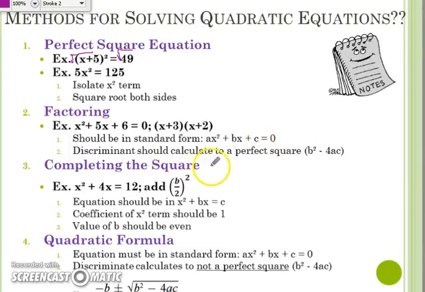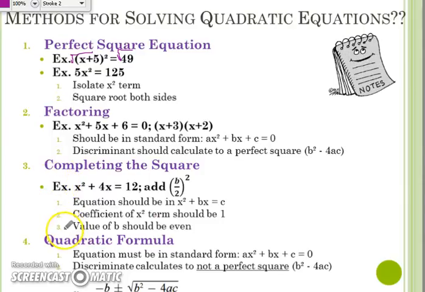Another method we've talked about is completing the square, where you're adding b divided by 2 squared to each side. Your equation you're looking for should be in x squared plus bx equals c form. So notice the difference from standard form. It's got the c term on this side of the equal sign. And the coefficient of x squared term should be 1. If this term doesn't have 1 with it, then you wouldn't want to use completing the square.